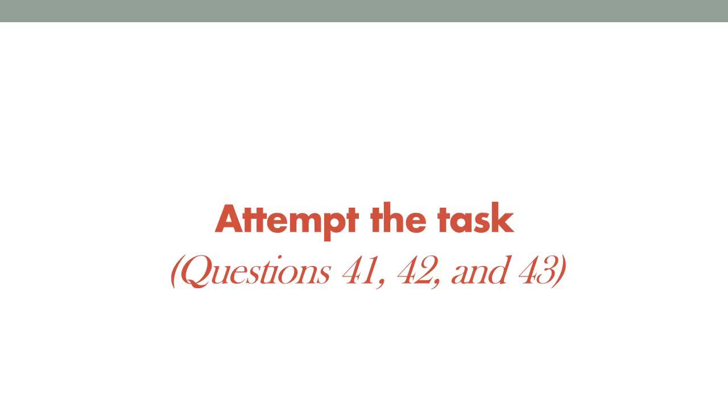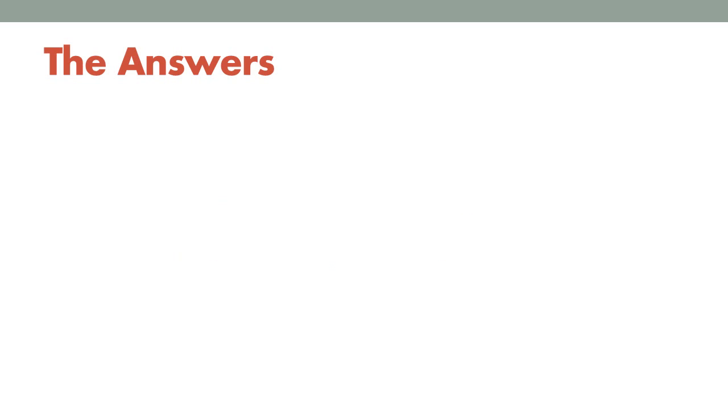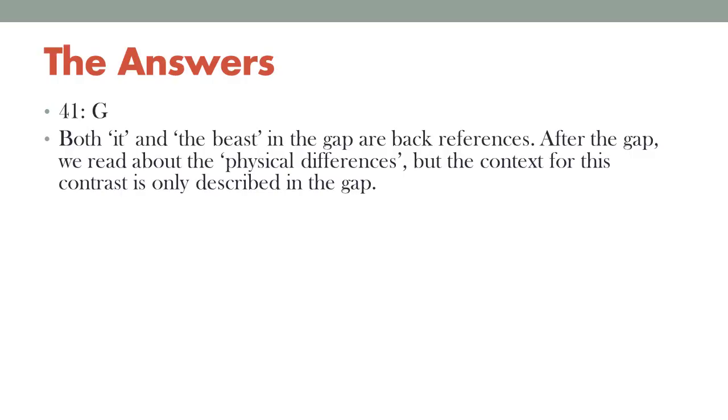So we'll have a look at questions 41, 42 and 43. Pause now so you can try that. Okay, so 41 we want G. Why? Well, both it and the beast are back references. And after the gap we talk about physical differences, and the context here is really given in the gap itself.